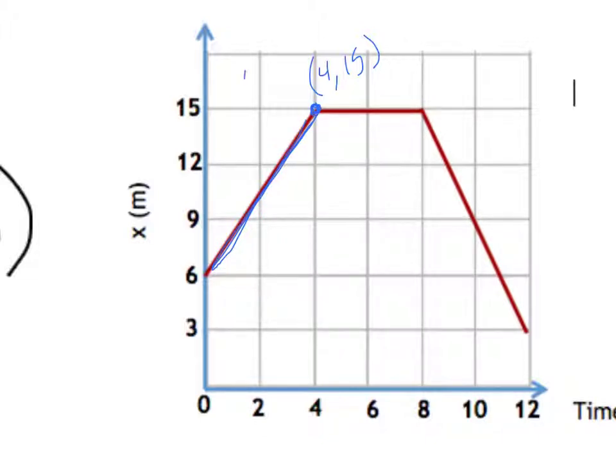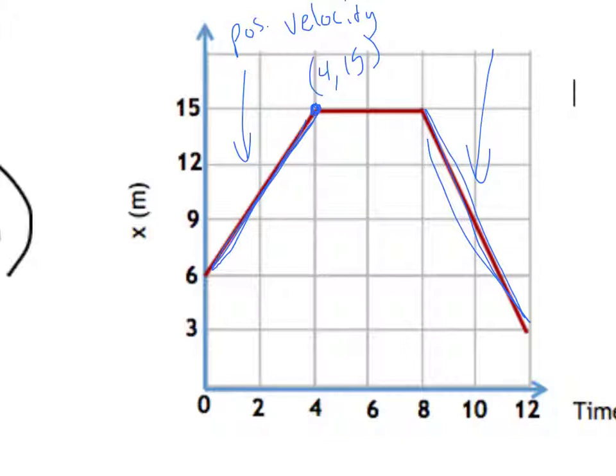So we know at this point we have a positive velocity. At this point, this time interval, we see we have a negative velocity. And right here, the slope doesn't change. The slope is 0, and the position doesn't change. So we have 0 velocity.